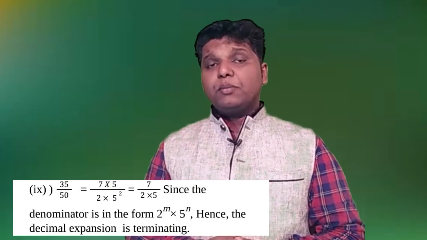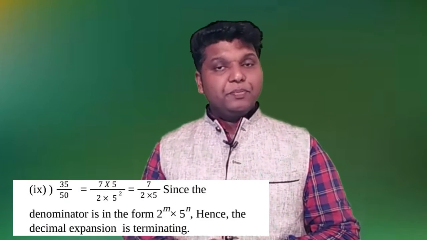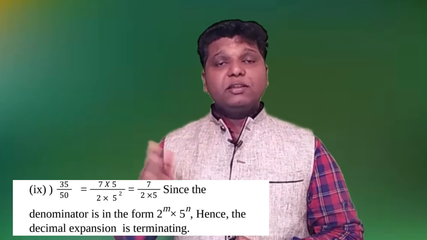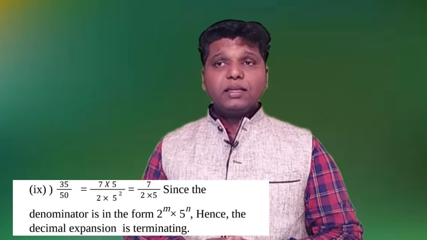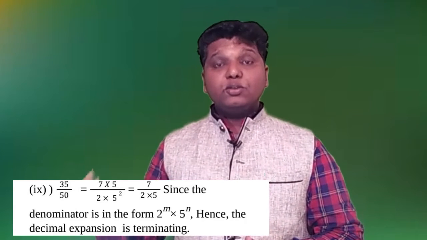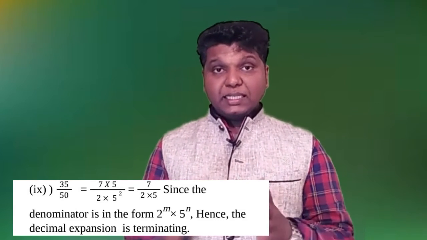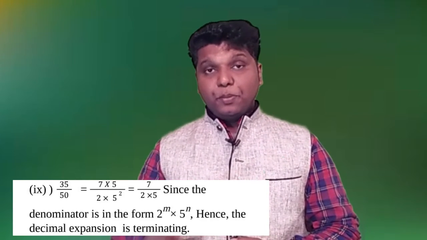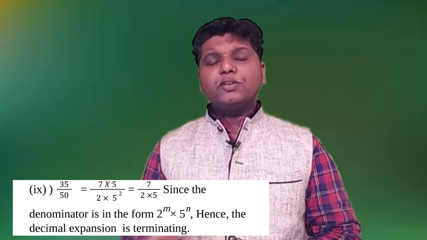See, 35 divided by 50. It is not of the simplest form. You know, 35 and 50, both of them come in the table of 5, so you can factorize them again. So 35 can be expressed as 5 multiplied by 7. What about 50? You can write it as 5 into 10, or you can write 5 square into 2, if you are expressing it as the product of primes, which we studied in the previous section. You can write 2 into 5 square.